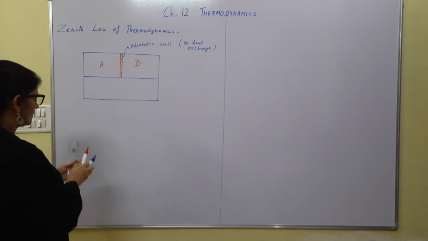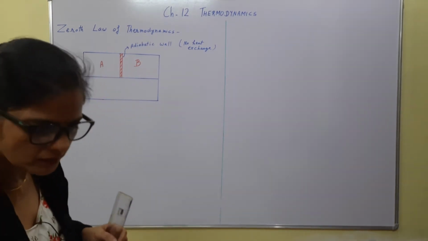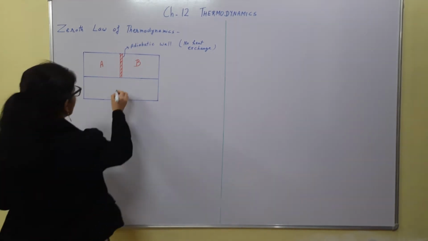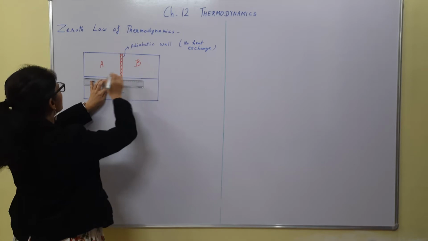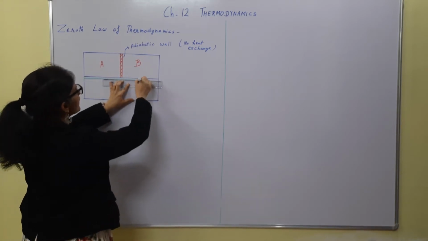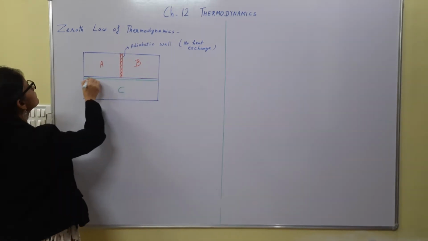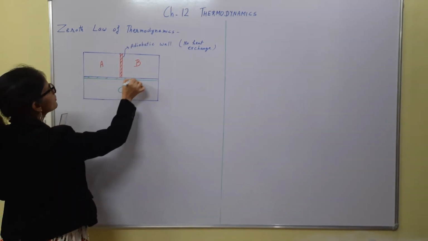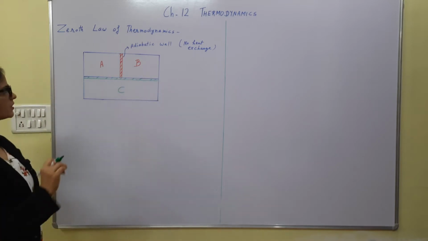Right? And these are separated by a third system C by a wall which is called a dithermic wall. Dithermic wall means heat exchange can take place.